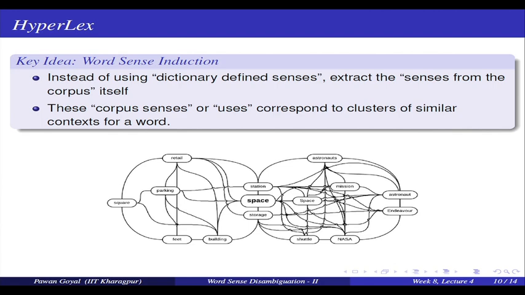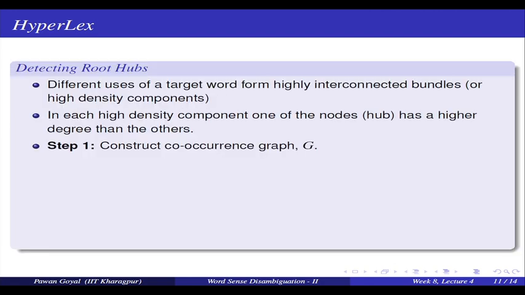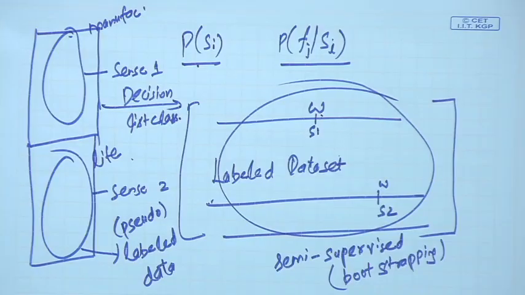Now what is this algorithm hyperlex? So what it does is that for a given word that is ambiguous, by using the data in my corpus, it tries to identify what are the main hubs. So each hub will correspond to one sense of this word. So it tries to identify what are the main hubs, and every other word in my co-occurrence graph will be connected to one or the other hubs. Okay. So everything is divided into these hubs. So how do you detect these hubs and how do you connect the words to one of these hubs?